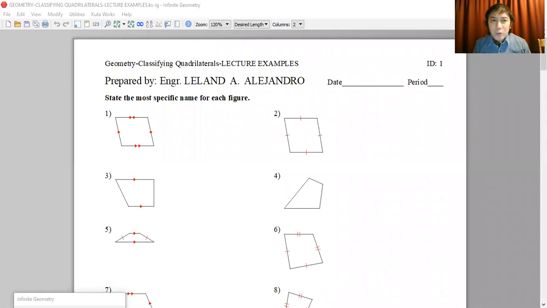Okay, here's the worksheet, and we're presented with several figures here, all quadrilaterals, and we're going to classify if it's just a general quadrilateral, a kite, a parallelogram, a square, trapezoid, or isosceles trapezoid, or rhombus. So there are several classifications. We're going to see each figure and classify it. All right, let's start with the first one.